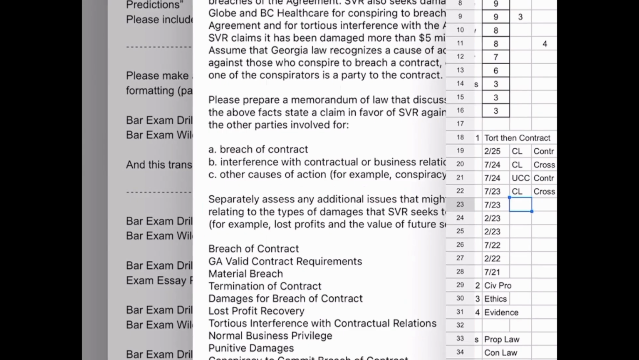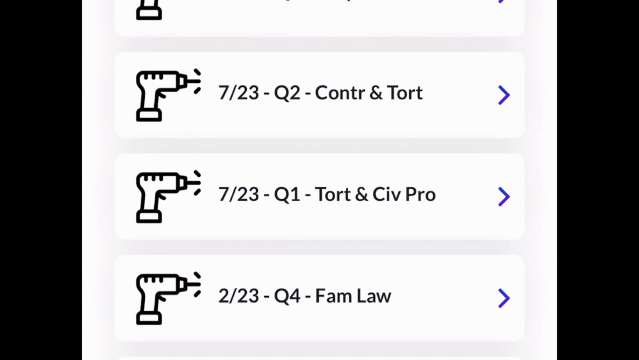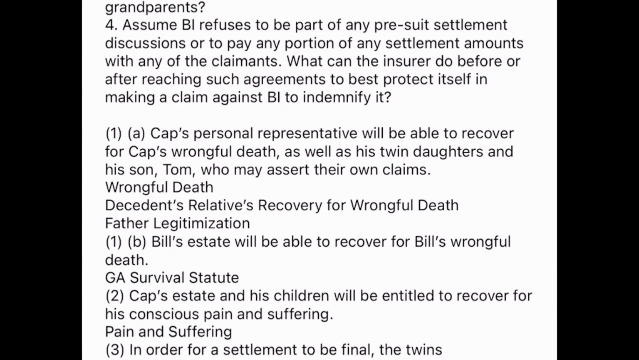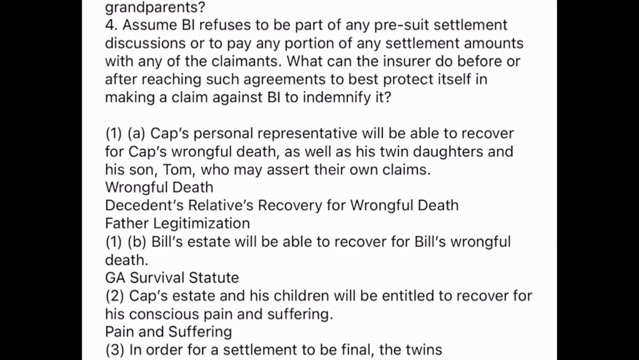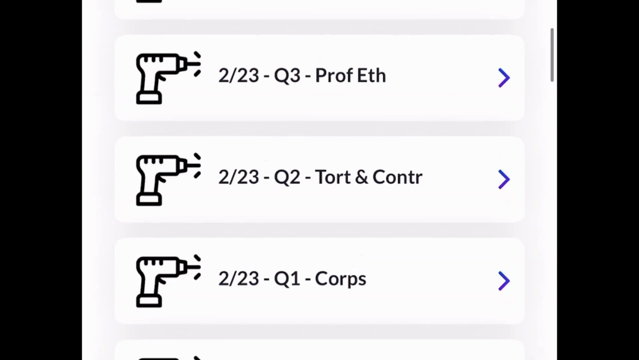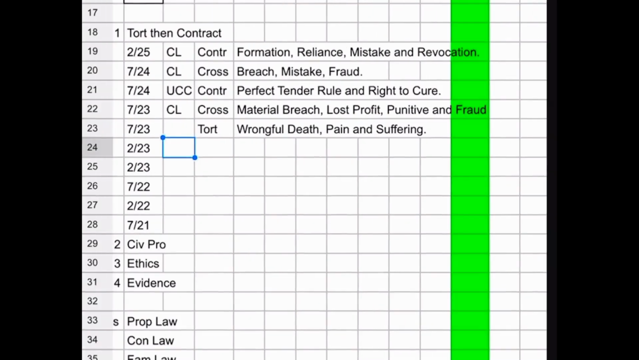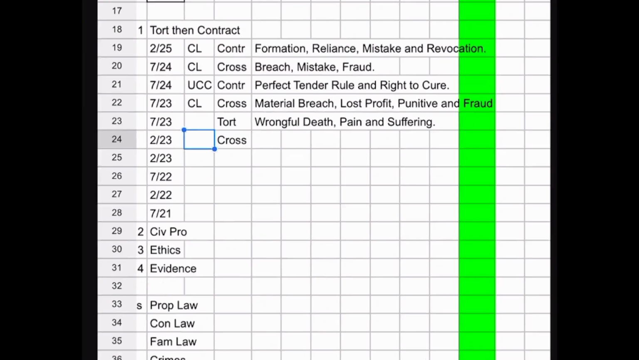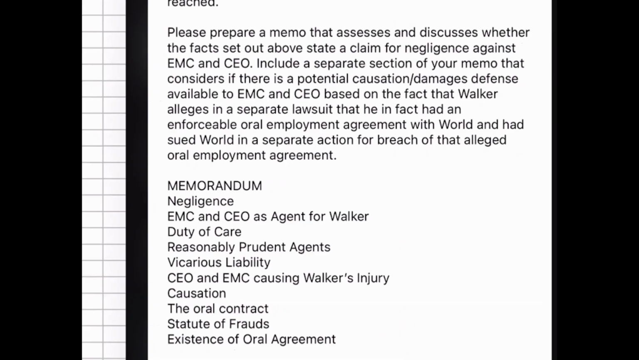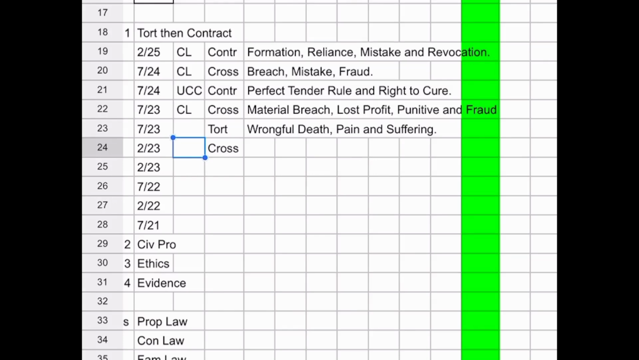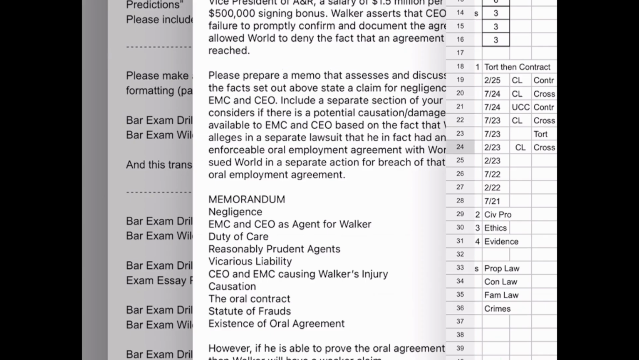723, there was like a non-cross. It crossed over with CivPro. But let's take a look at what they did with the tort. 723, torts, survival statutes, pain and suffering, wrongful death. Okay, let's take a look at 223. 223 crossover here. They love the crossovers. 223 Q2 crossover. Was it common law or was it? Okay, this was the agent, the record company thing, right? Okay, tort. So this was common law, agency, vicarious liability, oral contracts, statute of fraud.